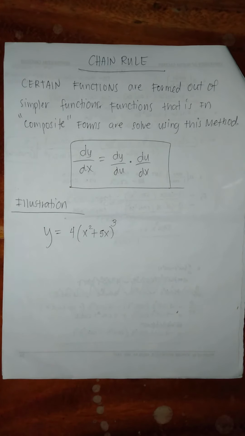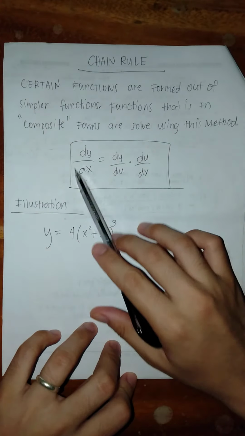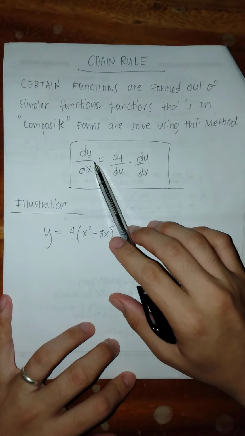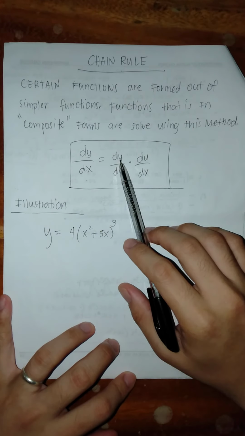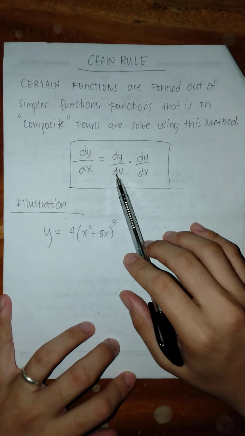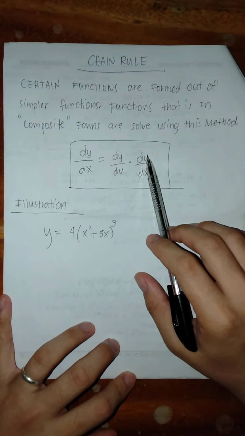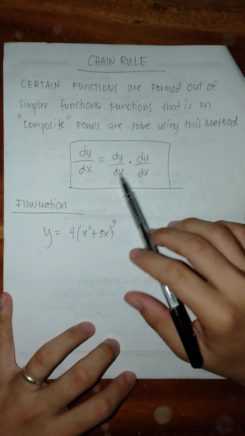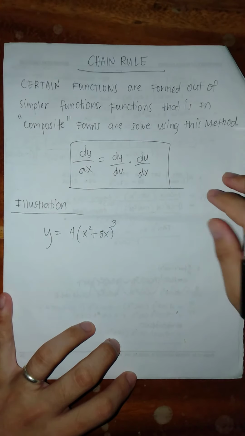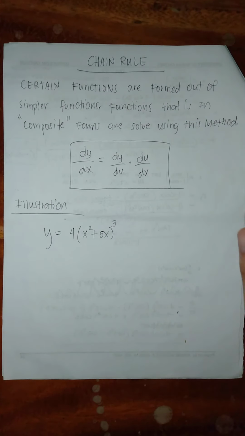Kaya having chain, di ba? From the word itself na chain, nagkadikit. Ang general formula ng ganito, guys: the derivative of your function of x equals the product of dy over du, your y function with respect to u, multiply by the derivative of u with respect to x. Kung papansinin nyo, du, nagka-cancel. So, equal sila. Clear? That's how the chain rule works, yung general formula.